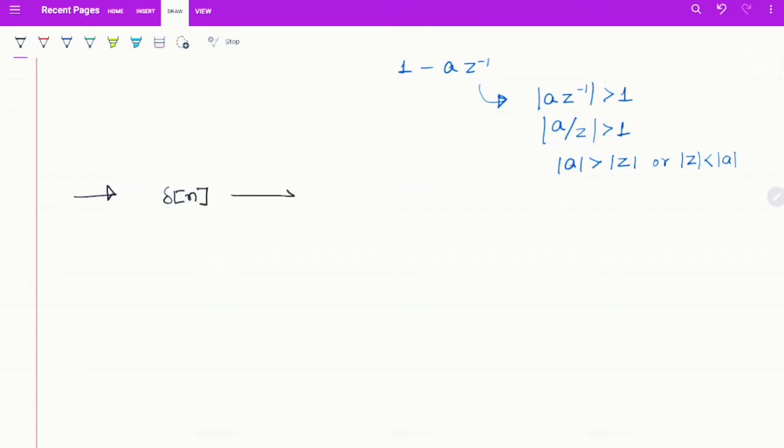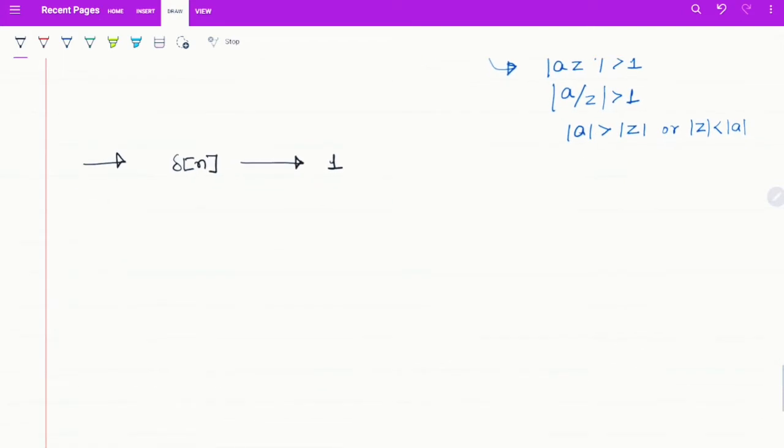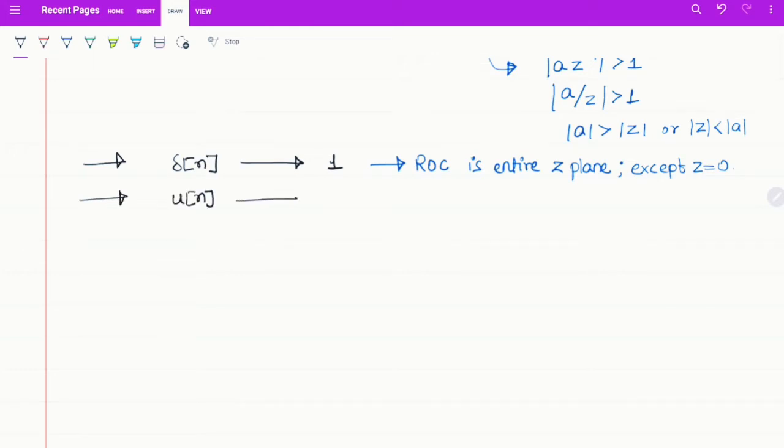So for delta n, the z transformation is 1, so the ROC in this case is the entire z plane, except z is equal to 0. Now what about a simple function like u of n?